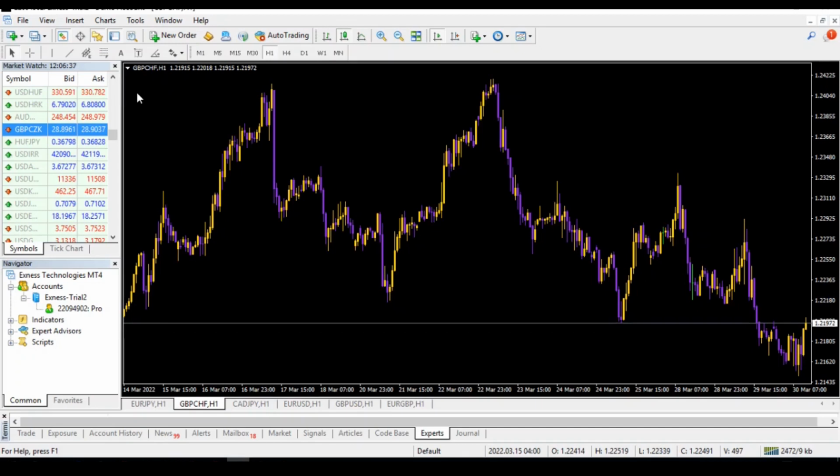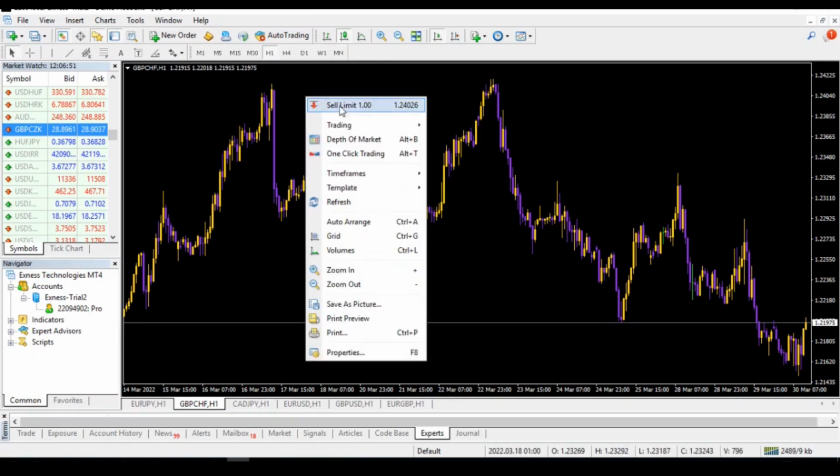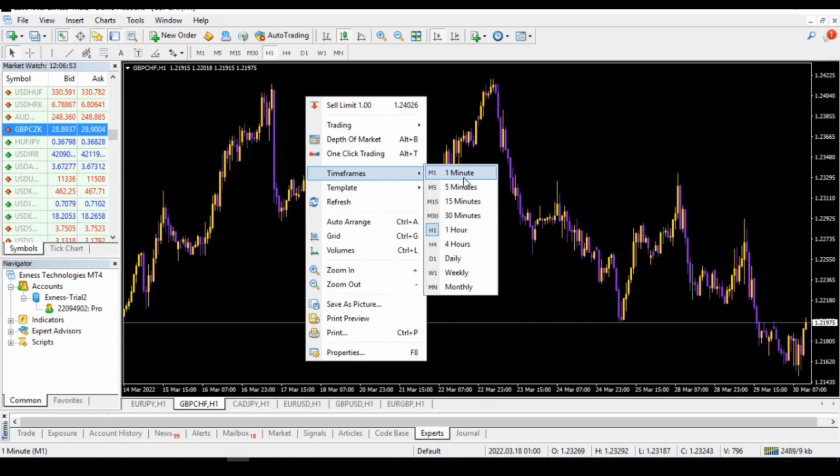So the trading platform features from the 1 minute time frame up to the monthly time frame. So to change the time frame, you quickly go to the toolbar up here and select the time frame you prefer. Alternatively, you can right click on the chart and move your cursor to select the time frame on the pop-up menu.